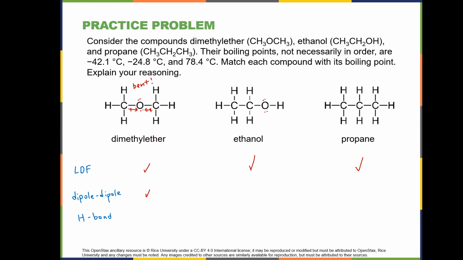Lastly, we can consider hydrogen bonding. In order to have hydrogen bonding, we need to have hydrogen directly bonded to oxygen, nitrogen, or fluorine. We have hydrogen, but we do not have it directly attached to our oxygen. And so we do not have hydrogen bonding.